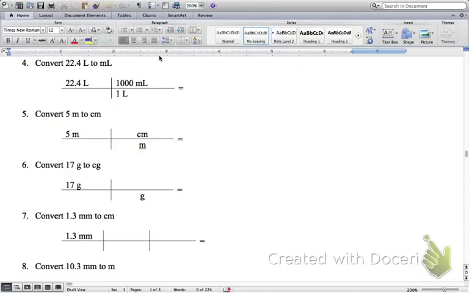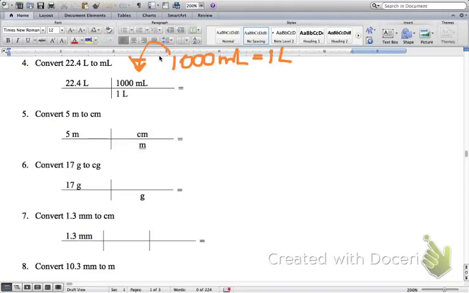Okay, so there are 1,000 milliliters in a liter. Does everybody agree? Yes. Milli is 1/1000th, so it takes 1,000 of those tiny little milliliters to fill up a liter. That's my equivalent statement. And then, you guys, my equivalent statement is put into the form of a fraction.